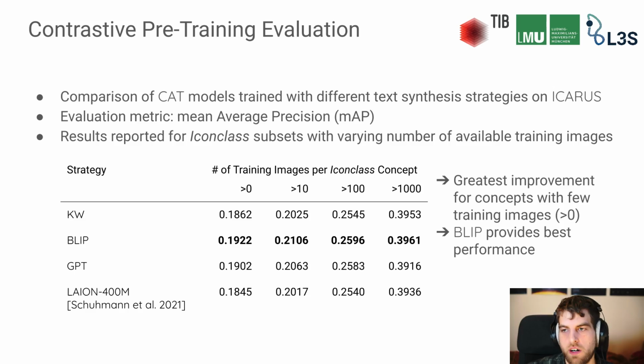To get more insight into our models and their behavior, we also consider different kinds of subsets. Basically, the first one is the entire class dataset, and then it becomes smaller and smaller depending on how many training examples we have. So you see the last column is basically if we have more than 1,000 images per concept. The first outcome is that contrastive pre-training mostly helps for concepts that only have a few examples, so the very rare concepts, where it's very helpful. And we can also see that BLIP outperforms all the other strategies and also the baseline model line of 400M.